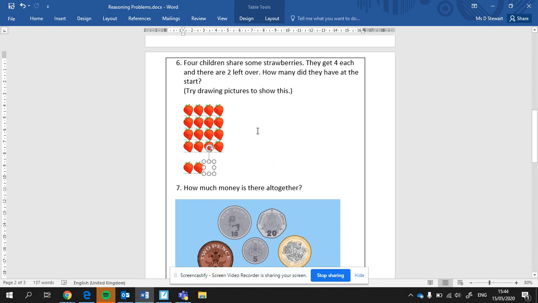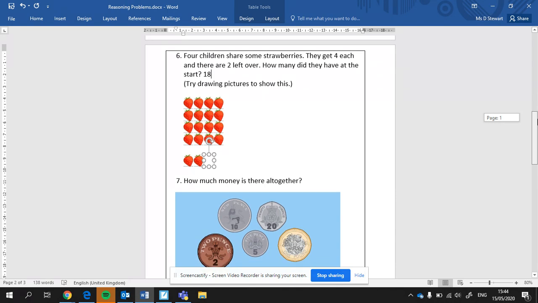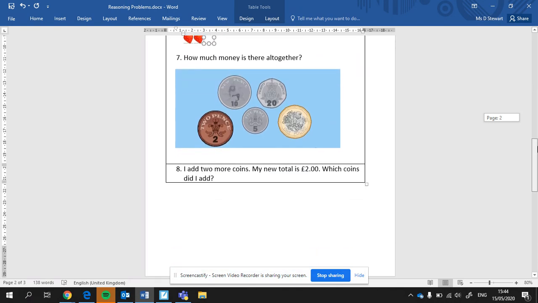How many did they have at the start? So if you can count in twos, you could go 2, 4, 6, 8, 10, 12, 14, 16, 17, 18. Some of you are already thinking about counting in 4s. 4, 8, 12, 16. So our answer to that one, altogether, there would have been 18 strawberries at the start.